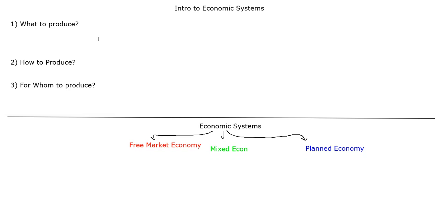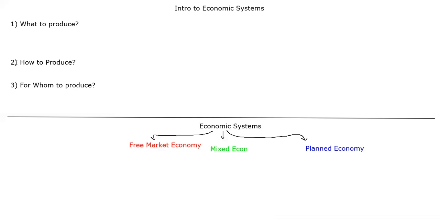This is linked with the position on the PPC. It can also link to things like, should you have more consumer goods or fewer capital goods, or the other way around? That particular question would be what to produce.